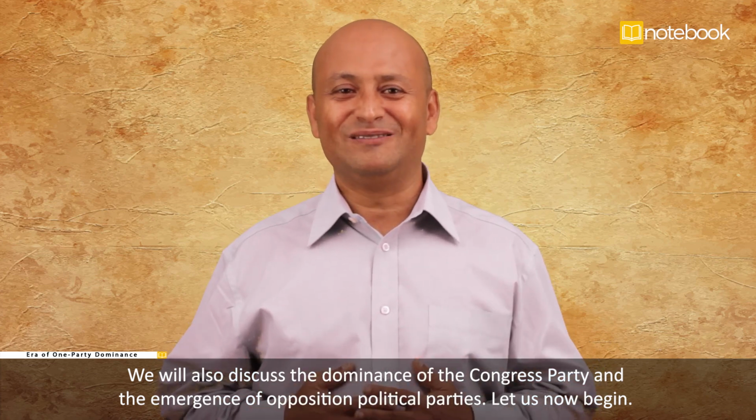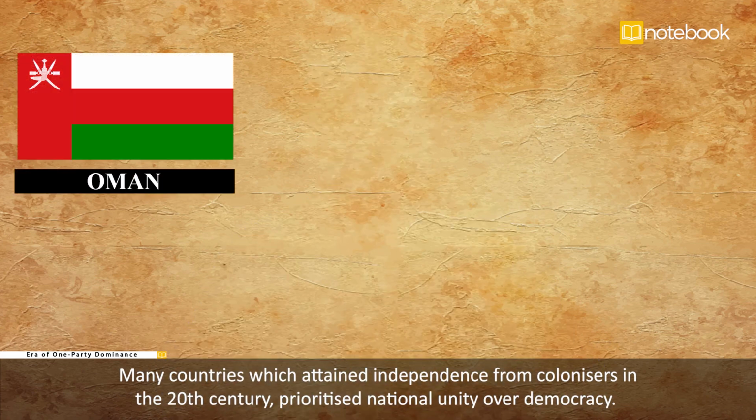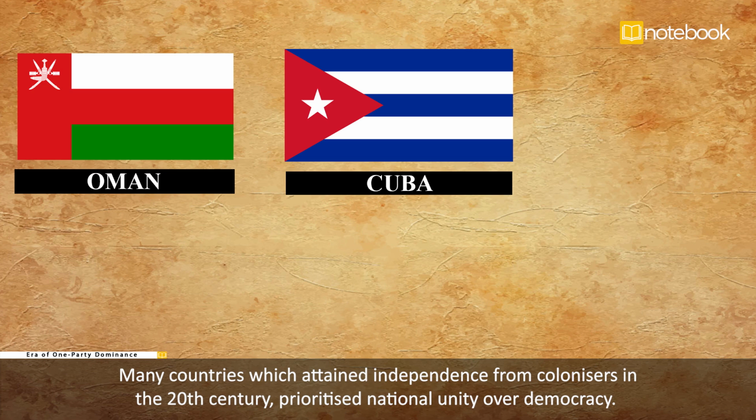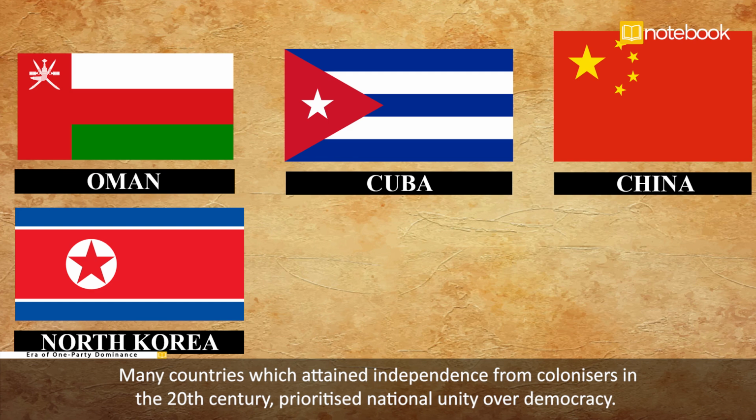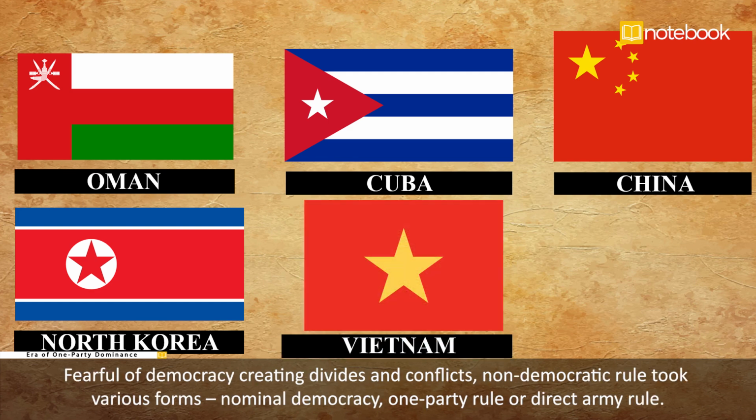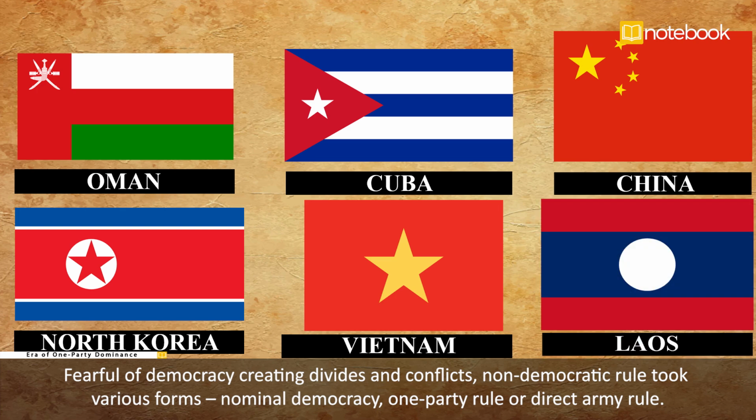Let us now begin. Many countries which attained independence from colonizers in the 20th century prioritized national unity over democracy. Fearful of democracy creating divides and conflicts, non-democratic rule took various forms: nominal democracy, one-party rule, or direct army rule.